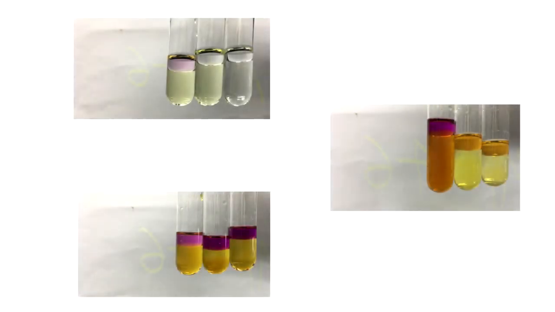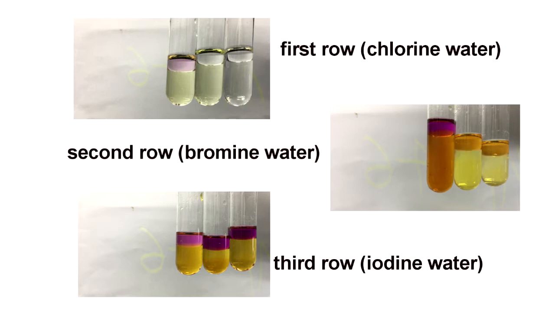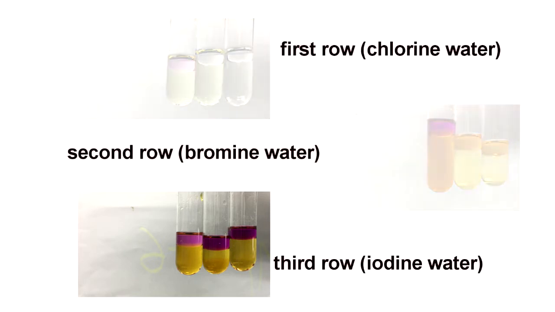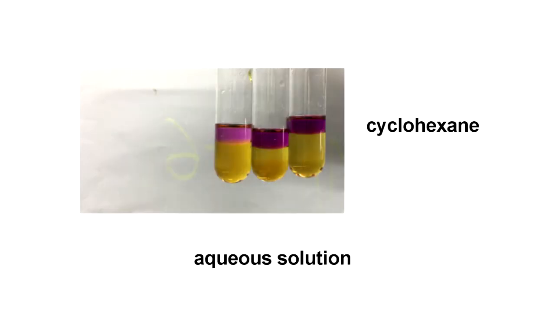As we can see, this is the result of the experiment. We can notice that there are two layers in all of the test tubes when cyclohexane is added. The upper layer is cyclohexane while the lower one is aqueous solution. There are two layers because cyclohexane and aqueous solutions are immiscible.